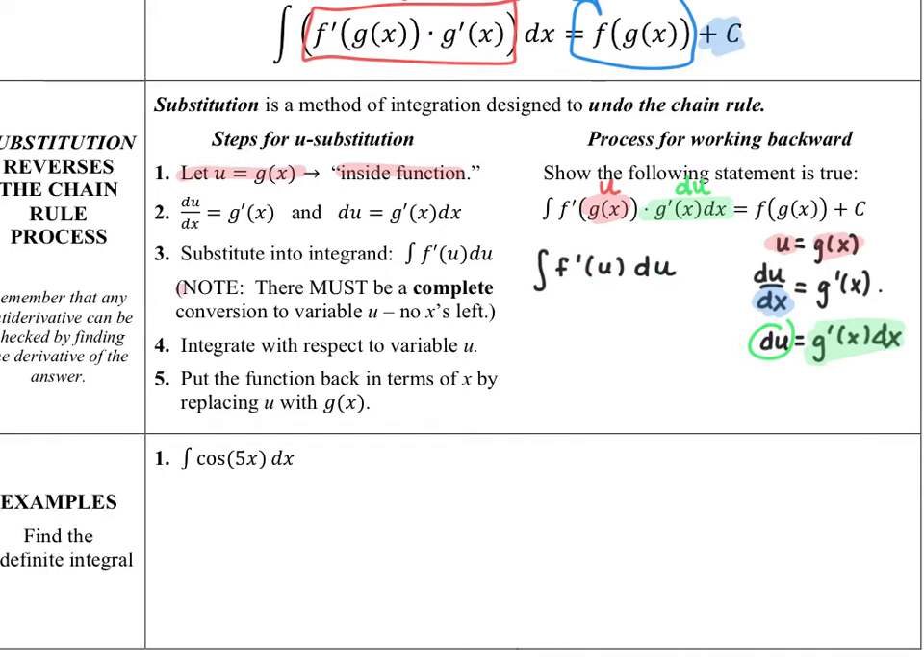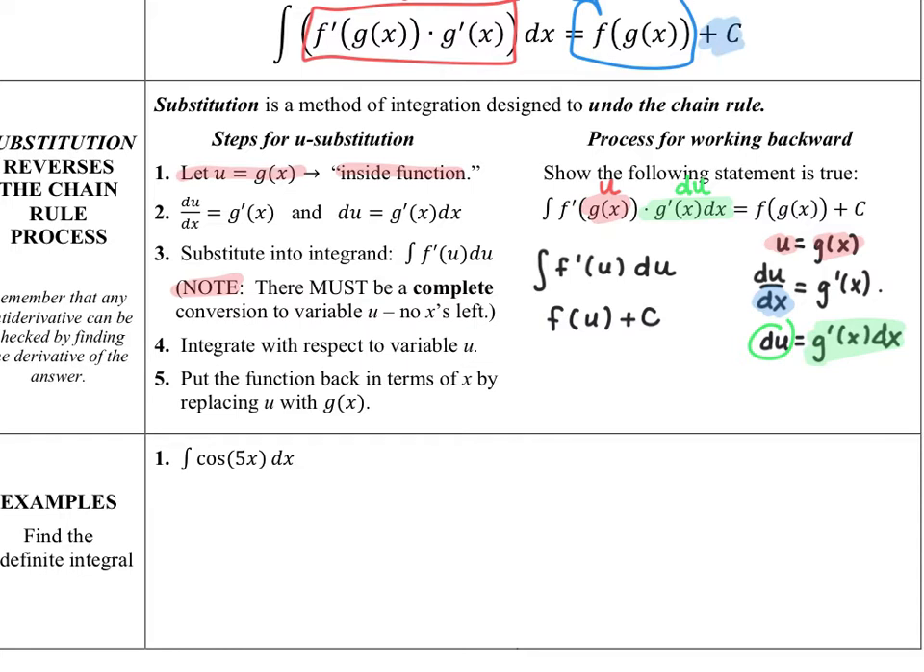There's an important note over here in step 3. When we're sitting at this step after you do all your substitutions, your integrand should be solely in terms of u. There should be no x's left. So now the question is, f prime of u is the derivative of what? And we know the answer to that is f of u. And that's what this step 4 is asking me to do. Don't forget your constant of integration, that plus c.